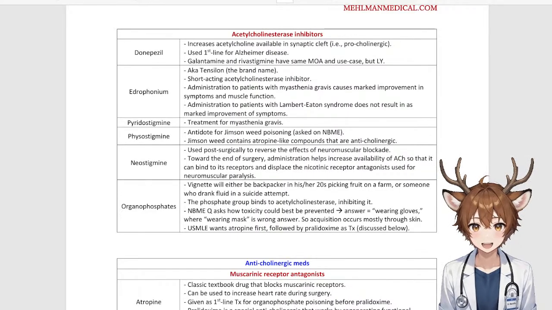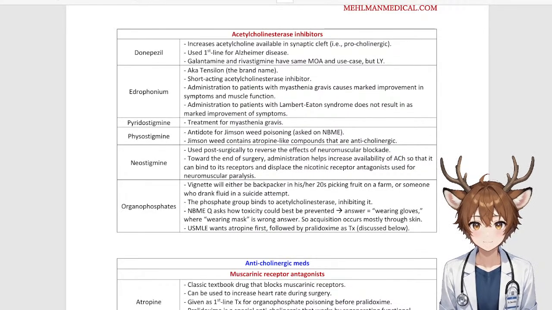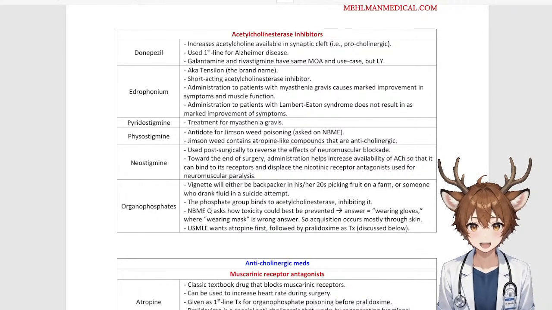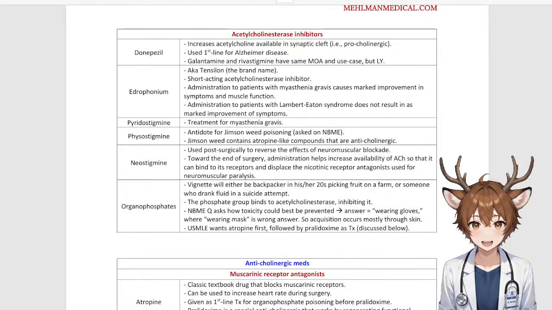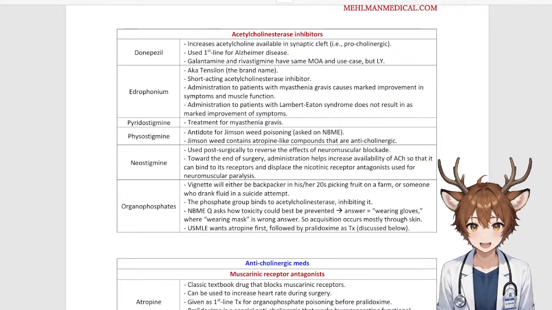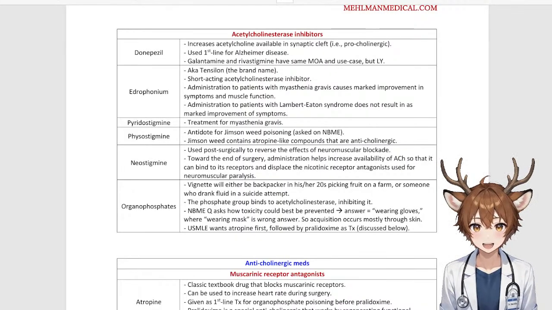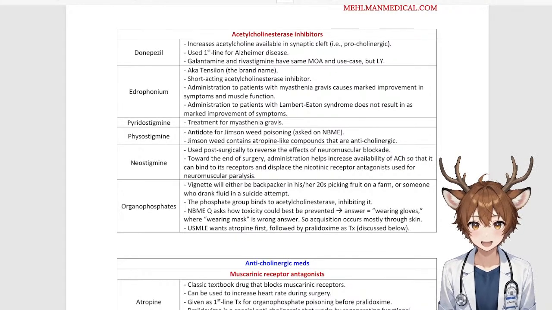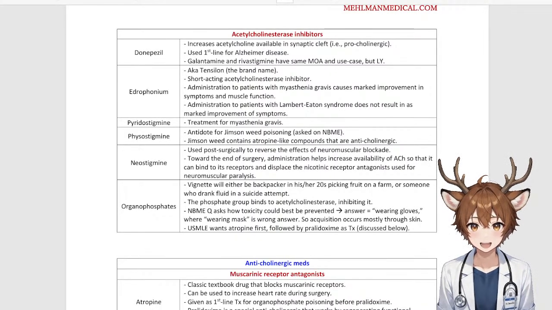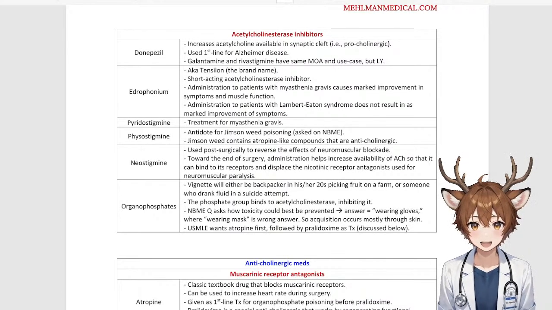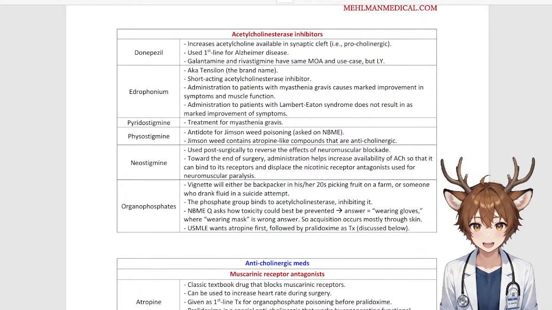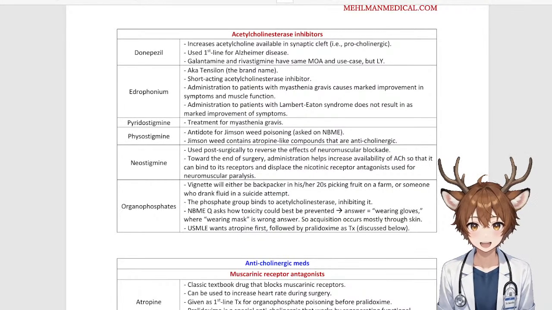Organophosphates. Vignette will either be a backpacker in his or her 20s picking fruit on a farm, or someone who drank fluid in a suicide attempt. The phosphate group binds to the acetylcholinesterase, inhibiting it. NBME question asks how toxicity can be prevented. The answer should be wearing gloves, where wearing a mask is the wrong answer. Oh, great. So acquisition occurs mostly through the skin. USMLE wants atropine first, followed by pralidoxime as the treatment.